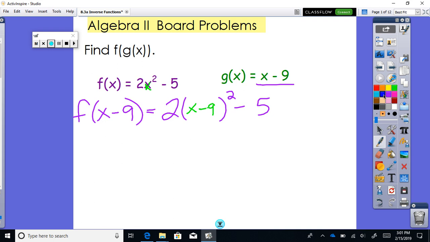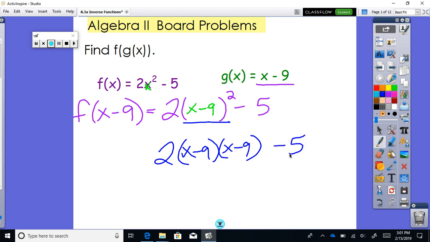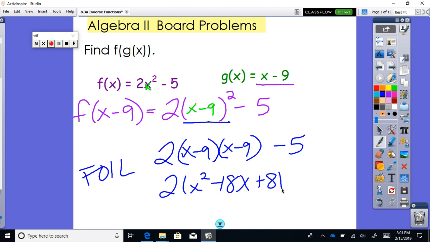And then I'm going to simplify this one. Using order of operations, you have to square that first. So that's x minus 9 times x minus 9. So I'm going to FOIL that. I'm going to get x squared minus 9x minus 9x, so minus 18x in the middle. Negative 9 times negative 9 is 81.